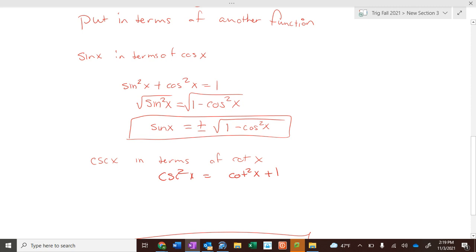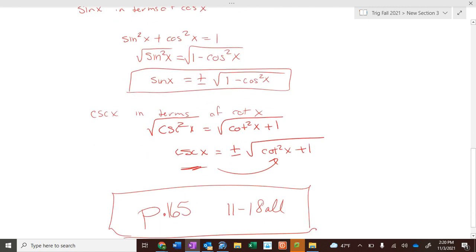Boy, it's almost ready for me. What's the only thing I have to do on both sides? Take the square root. So cosecant of x equals positive or negative the square root of cotangent squared of x plus 1. And that is it. I stop right there because I have cosecant in terms of cotangent. Cosecant is alone on one side of the equation.